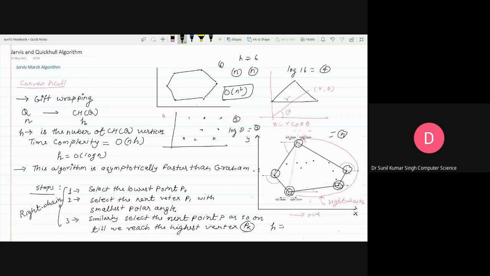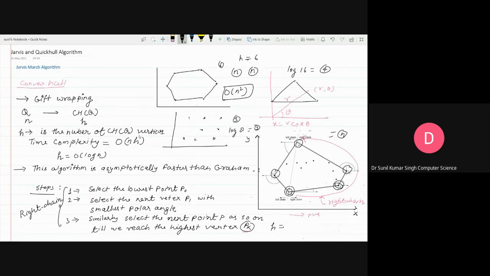But of course, when we consider the worst case scenario of this Jarvis algorithm, maybe it will have higher complexity than the Graham-Scan algorithm. So this is just a special case. If it is going to take log n points on the boundary, in the form of vertices of the convex hull, then its time complexity is going to be asymptotically smaller than the Graham-Scan algorithm.